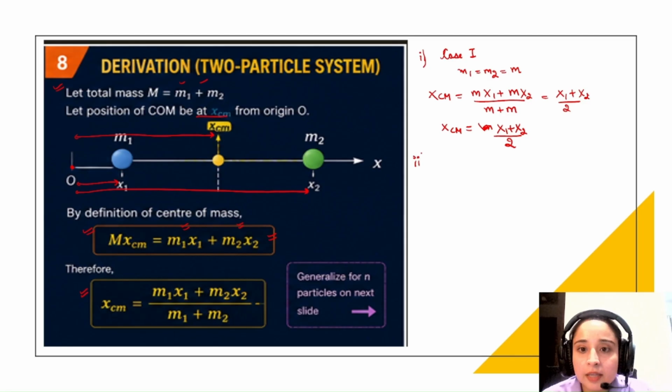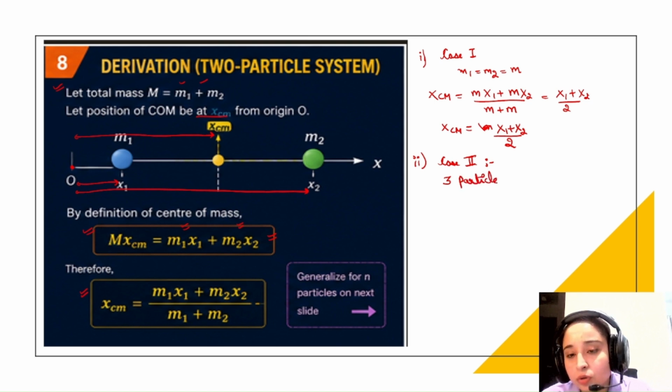Now, the second case I want to discuss is case number two. That is also very important. Let's say you have three particles, and we can generalize it to n particles. Let's say all three particles are in the x direction. Then it will be m1 x1 plus m2 x2 plus m3 x3 divided by the total mass.